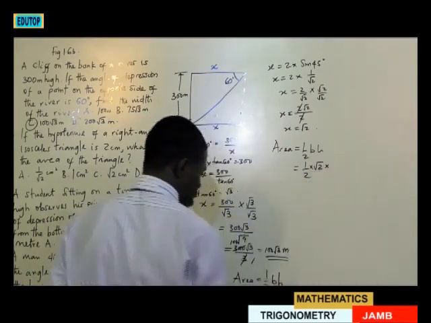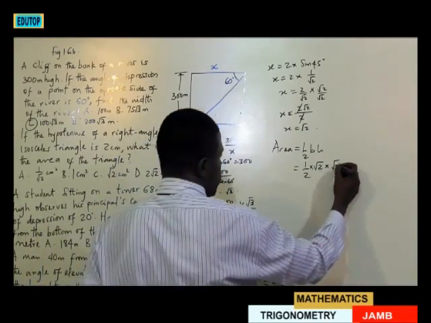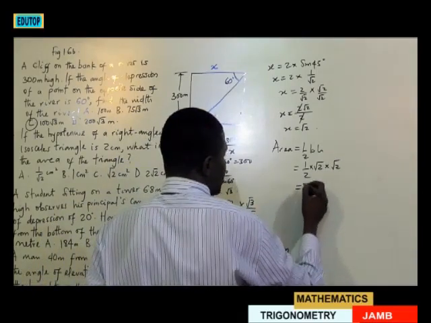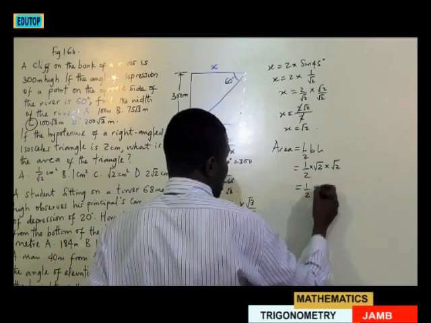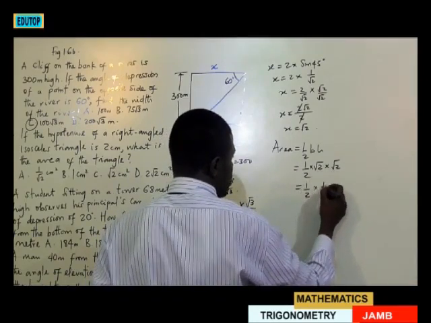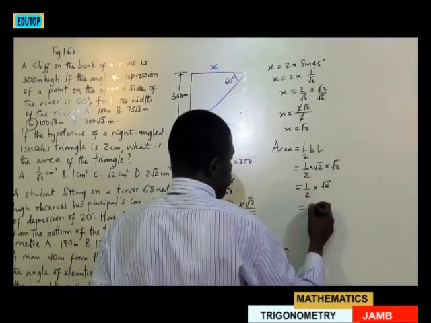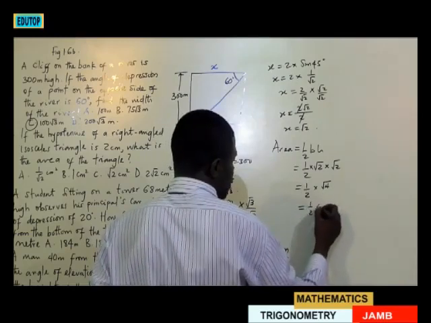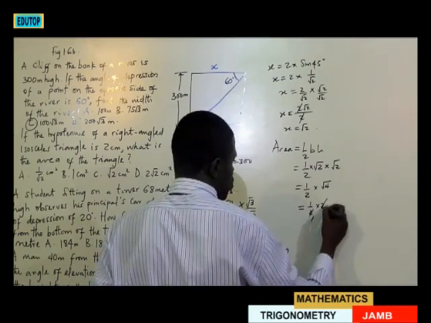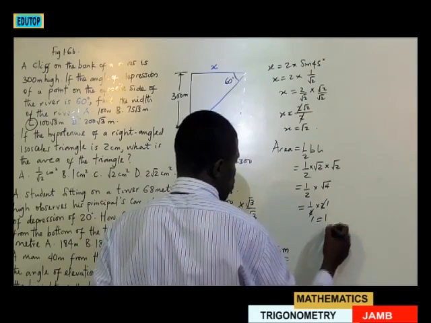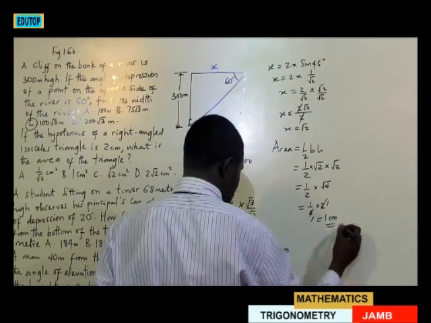I'm also multiplying by the height. What's the height? Another root 2. So automatically, this one will be 1 over 2 times root 2 times root 2. That will definitely be root 4. What is root 4? Root 4 is 2. 1 over 2 times 2. 2 here 1, 2 here 1. So I have 1 times 1 equals 1. So it will definitely be what? 1 centimeter squared.